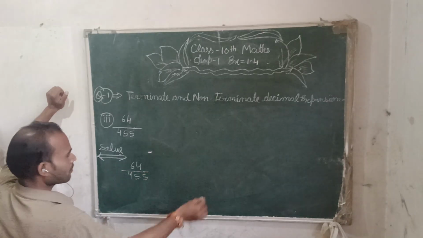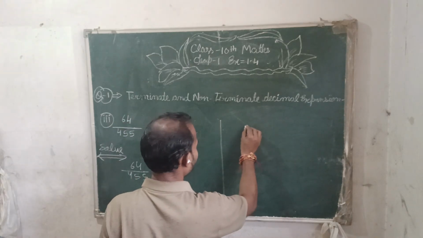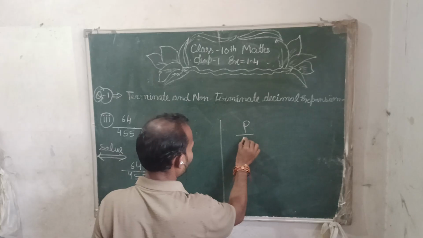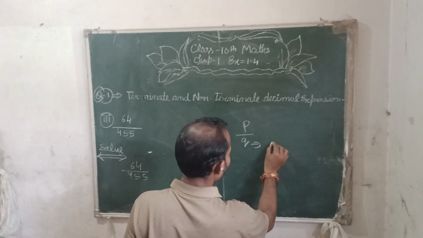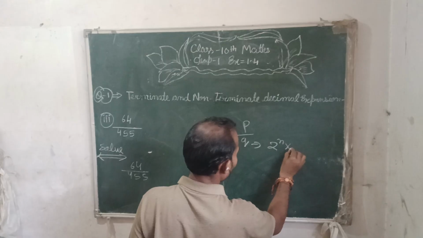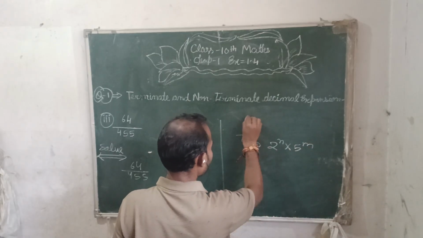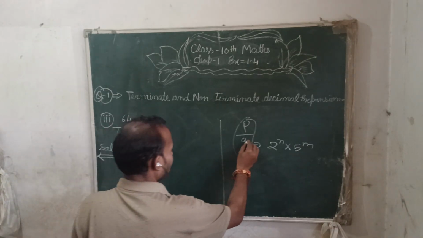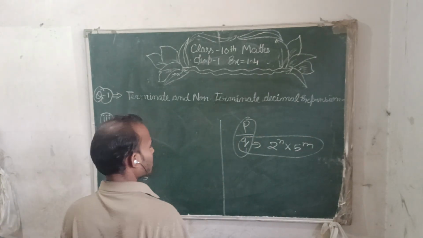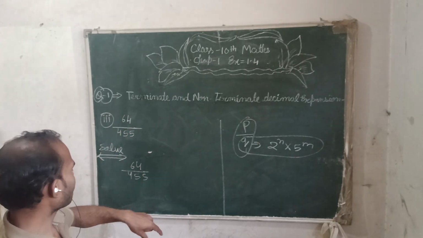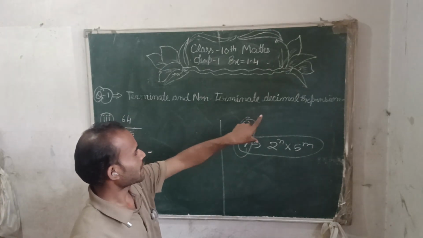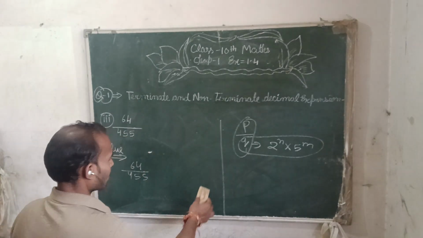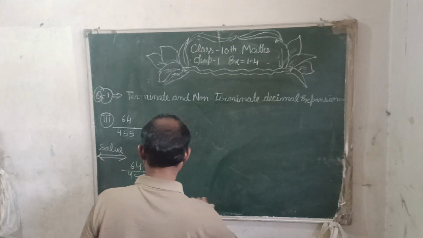I taught you in previous questions: if a rational number of the form p upon q has q of the form 2 to the power n into 5 to the power m, then this rational number has a terminating decimal expansion. But if q is not of this form, then the rational number has a non-terminating decimal expansion. So now let us apply the process here.